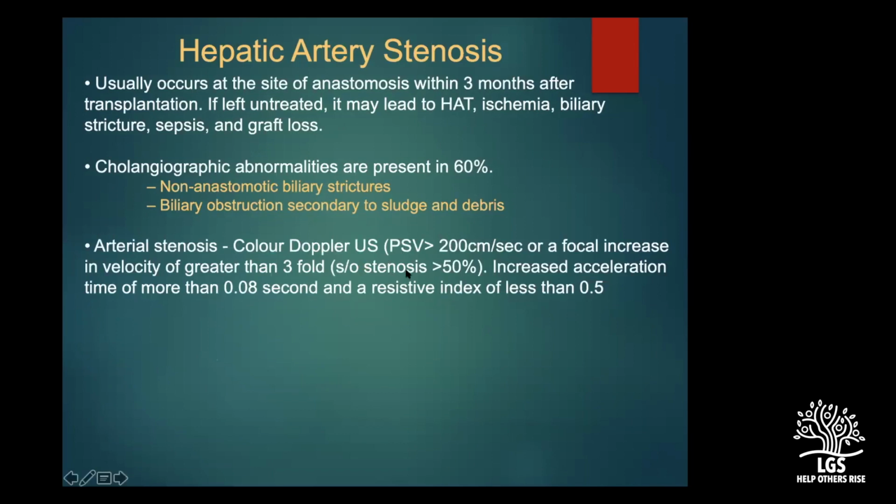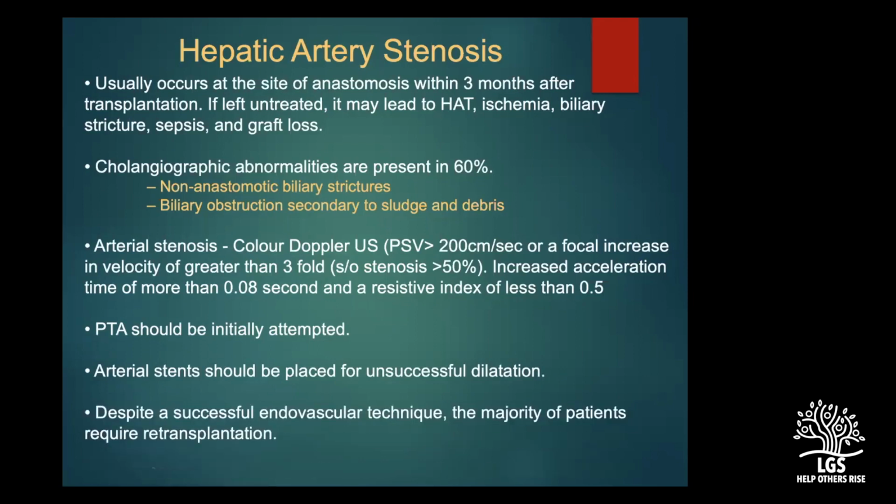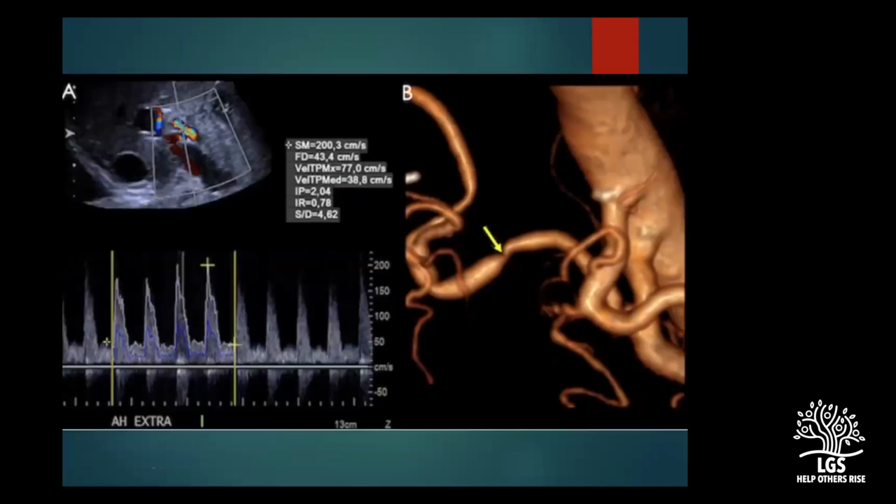And what you would see on the ultrasound is a peak systolic velocity of more than 200 centimeters per second. It is definitely suggestive of a stenosis. More than 50% stenosis can give rise to a peak systolic velocity of more than 200 centimeters per second. Obviously your RI will be less than 0.5. So angioplasty should be initially attempted if it is a hepatic artery stenosis, depending on the age of the liver. And we can actually put in stents with no problems. We have balloon expandable stents to put inside the hepatic artery.